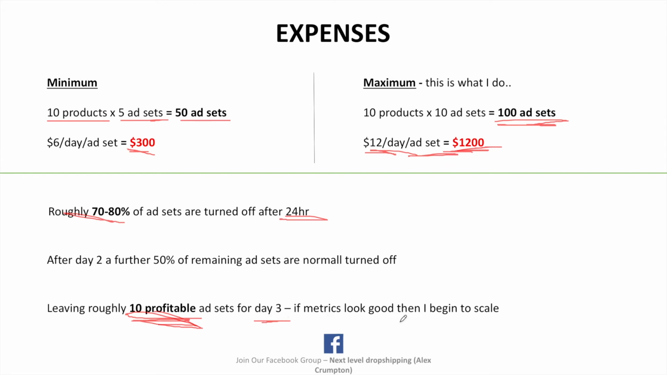So if metrics look good, then I begin to scale, and I ramp up the daily budget consistently. And I don't rush it too much at the beginning. I see a lot of people get a few sales and really try to scale too hard too quickly. But I need full validation that the product is a genuine winner and that it's getting consistent sales over a sustained period of time before I even think about scaling up much.